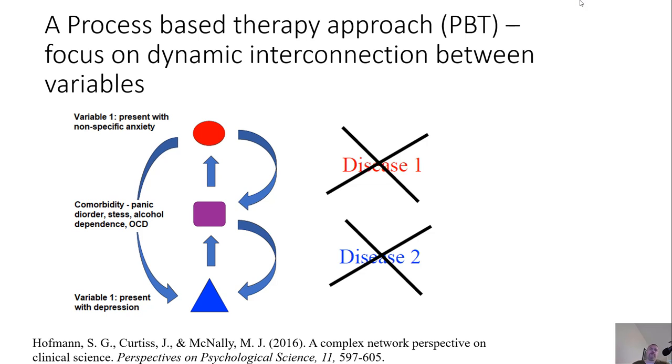So with process-based therapy, we're really looking at not just the specific latent disease variables of anxiety, which again, we call them latent disease because they're not directly measurable, and depression, and then look at all of these specific comorbid interconnections through complex network analysis. And when I refer to this, I'm really referring to structural equation modeling and that kind of thing. If you're interested in this, there's a reference, Hoffman et al. 2016 below, which I highly recommend.